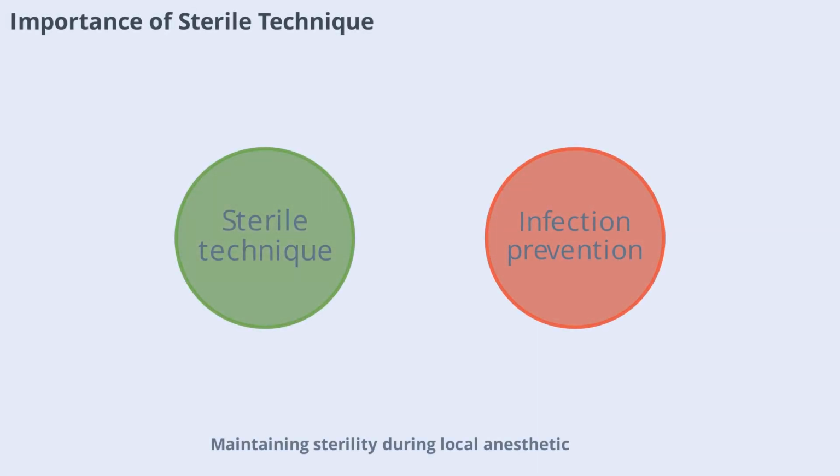Maintaining sterility during local anesthetic administration is essential to prevent infections. This includes using disposable needles, avoiding contact with non-sterile surfaces, and preparing the injection site properly. Even minor lapses in technique can introduce bacteria and lead to serious complications.